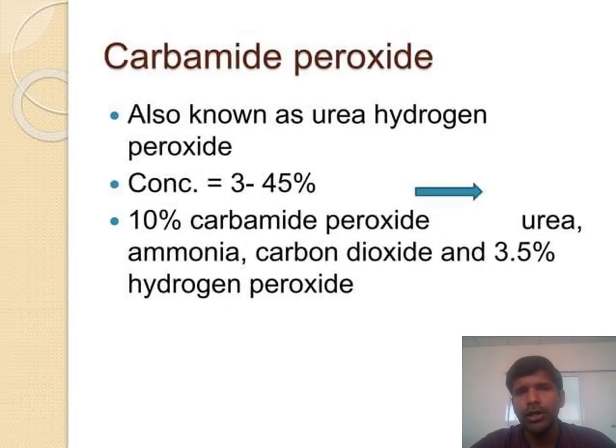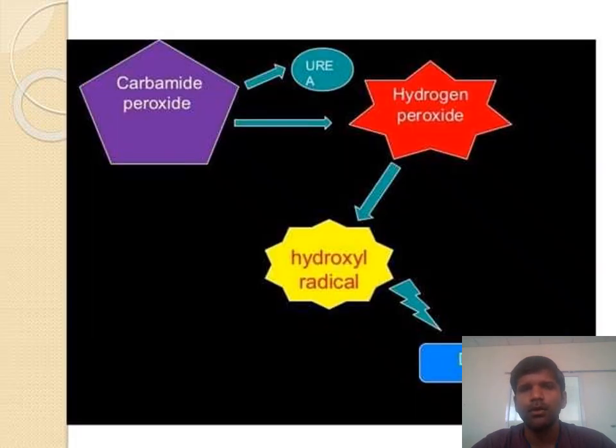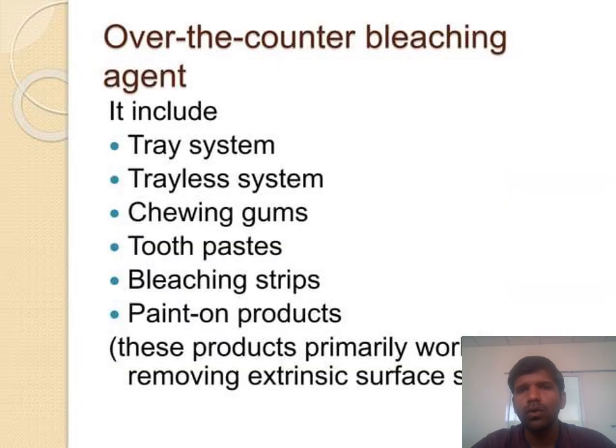Coming to carbamide peroxide, it is also known as urea hydrogen peroxide. The concentration used is 3 to 45%. 10% carbamide peroxide breaks into urea, ammonia, carbon dioxide, and 3.5% hydrogen peroxide. So carbamide peroxide divides into urea and hydrogen peroxide, which acts through the hydroxyl radical. Over-the-counter bleaching agents may include tray system, trayless system, chewing gums, toothpaste, bleaching strips, and paint-on products. These products primarily work by removing the external surface stains.